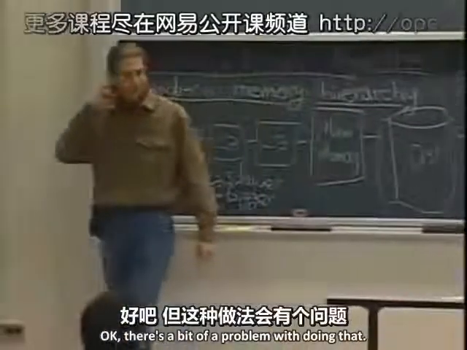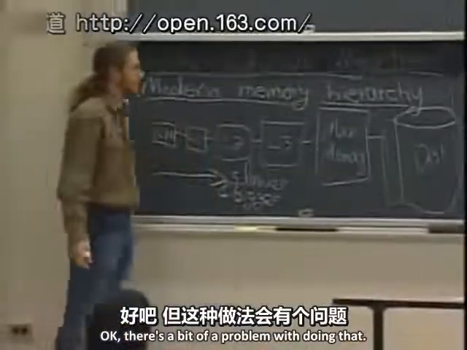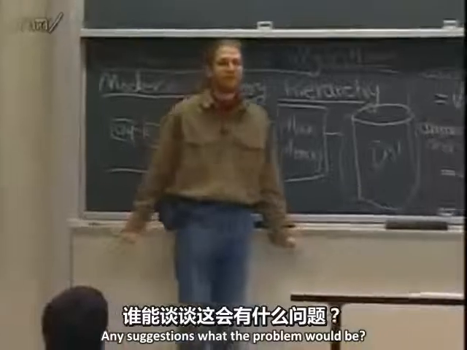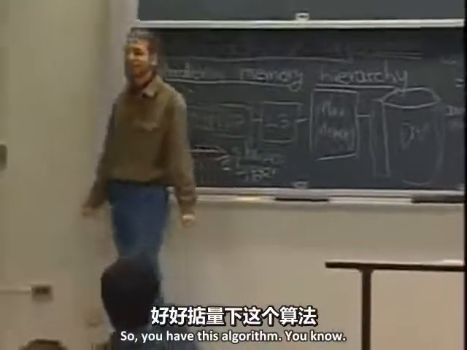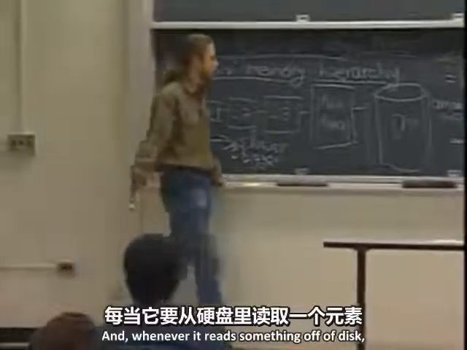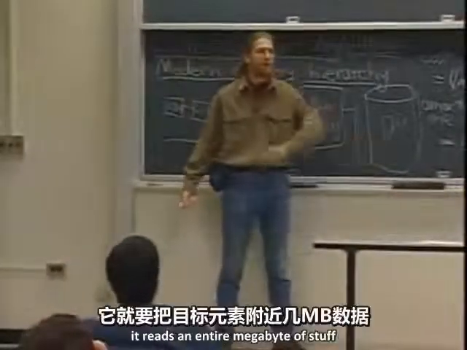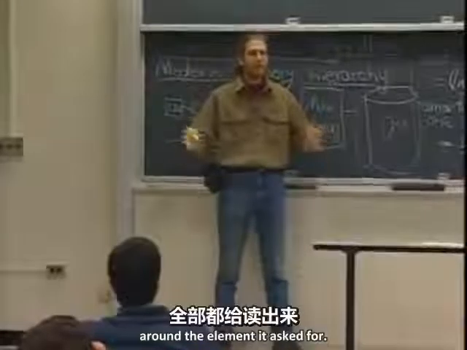There's a bit of a problem with doing that. Any suggestions of what the problem would be? So you have this algorithm, and whenever it reads something off of disk, it reads an entire megabyte of stuff around the element it asked for.